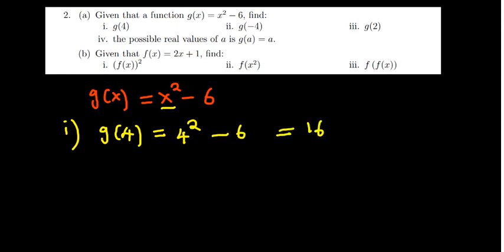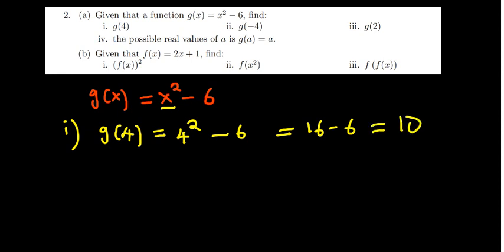So if you look at part 1, which says g of 4, what that means is where there's x, please put a 4. I'm just following g of x itself. We have x squared there, so I'll put 4 squared, and where there's x, I'm putting the 4, minus 6. What's the answer? 4 squared is what? 4 times 4 is what? 16 minus 6. The answer is 10.